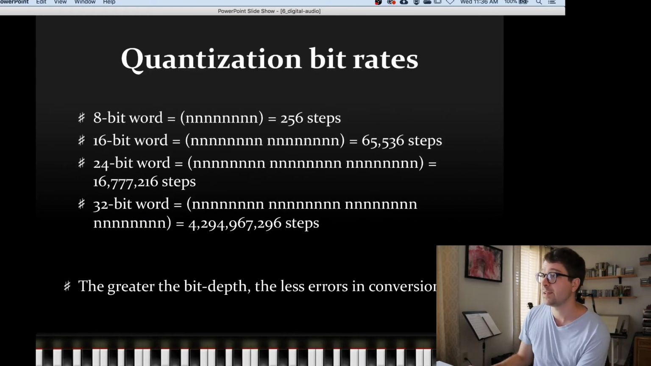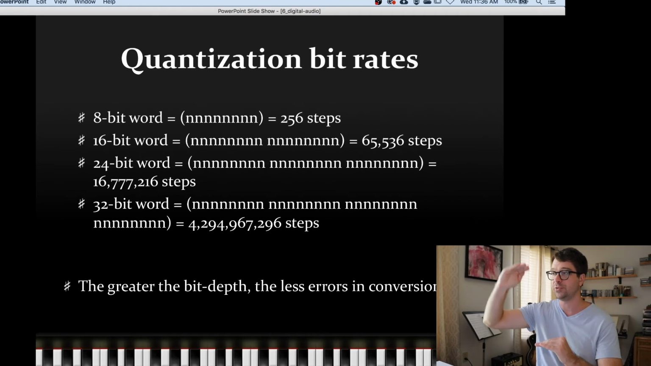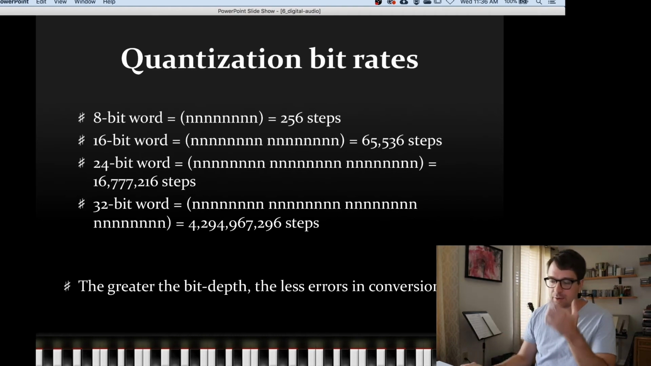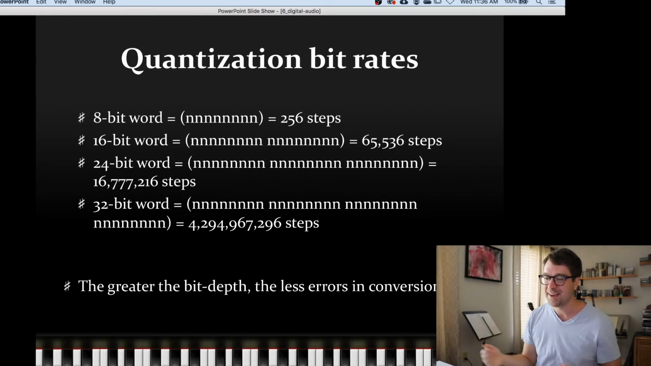So here are the bit sizes that are commonly used in audio. 8-bit, as we talked about, can represent 256 steps. So now with a wave, we can measure the voltage in 256 possible values. With 16-bit, we get 65,000. That's a lot more. And so on. 24-bit, we have 16 million.